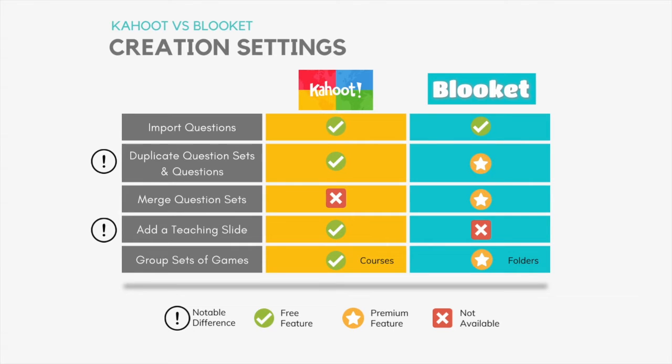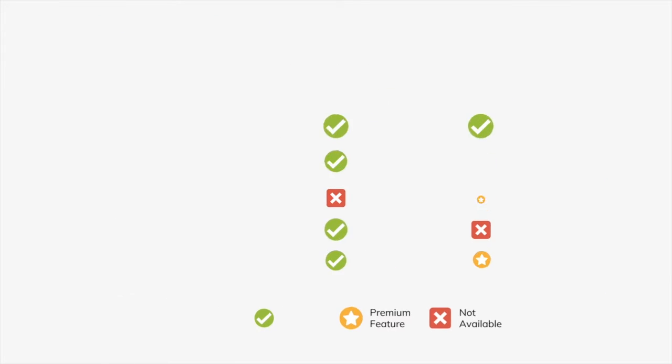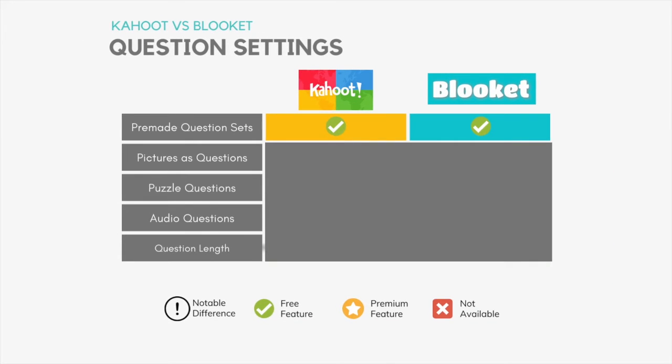And the last creation setting is, can you group sets of games together in any way for organization? And Kahoot does this as a free feature. They call it courses, whereas Blooket has folders, and that is a premium feature. Different type of question settings. So can you use pre-made question sets?